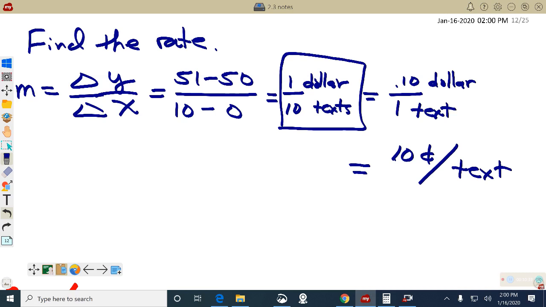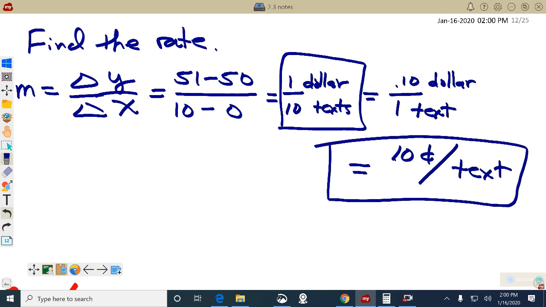One more time? Yes, exactly. Whenever you're dealing with the business world or transactions in real life, it's always something per one something, not per 10 somethings. That's why I had to go the extra step. 1 divided by 10 is 0.10. So 10 cents per text. This is the way you're going to do your assignment 34. You go the last mile.